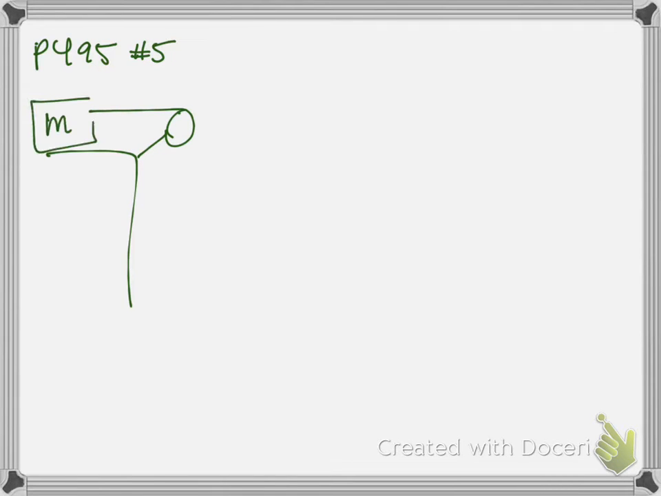the pulley stuff, but we've got M1 up here on a frictionless surface connected with a rope over a pulley to M2, which is hanging off the side. So we need to find three things, I guess: the acceleration of the system and the tension in both of the ropes.